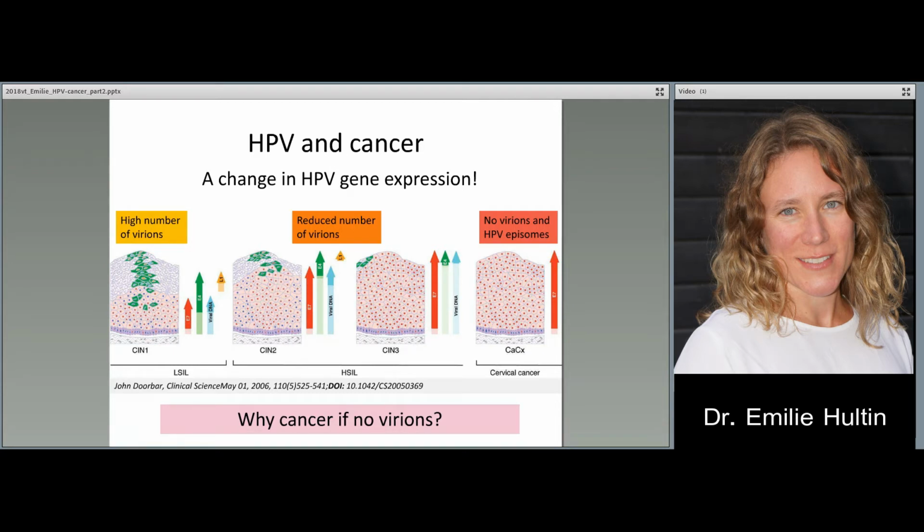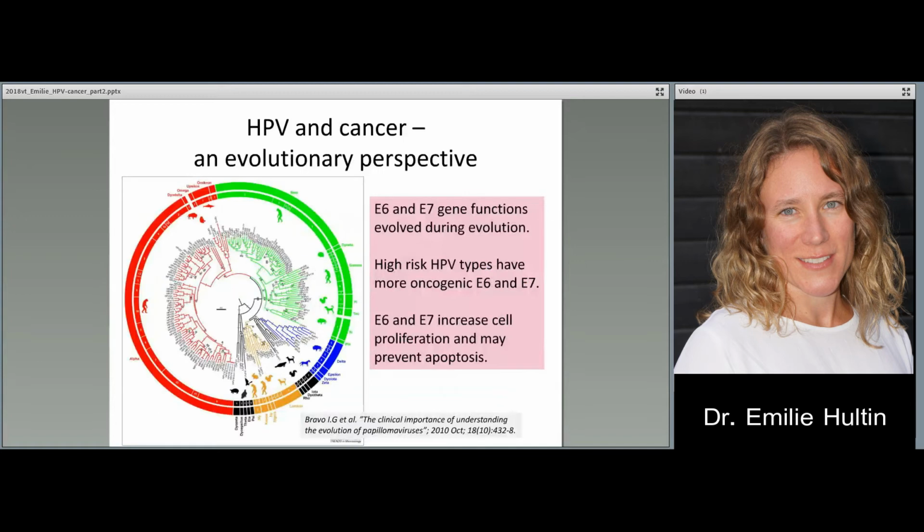But why do human papillomaviruses cause cancer if there are no more virions released? The cancer is then an end for the HPV infection. It cannot spread anymore. So why did these high-risk HPV types develop and become carcinogenic or oncogenic, if this is not good for the virus spread? We can have a look at HPV from an evolutionary perspective.